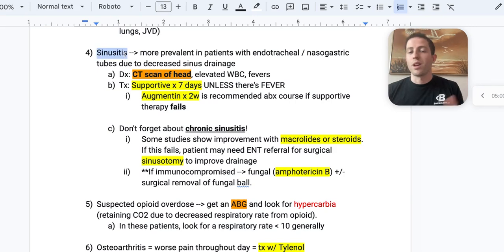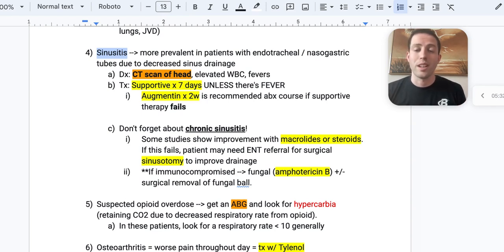Sinusitis. This is something that, for whatever reason, trips up a lot of people. And so keep in mind that for ICU type questions, and you could see this on your IM shelf or your surgery shelf as well, patients that have endotracheal or nasogastric tubes can have a higher risk of sinusitis due to decreased sinus drainage from the tube being down their airway or their oral passage. And so, how do you diagnose sinusitis? Generally, you're going to want to get a CT of the head. It's going to show some fluid levels inside of the sinuses.